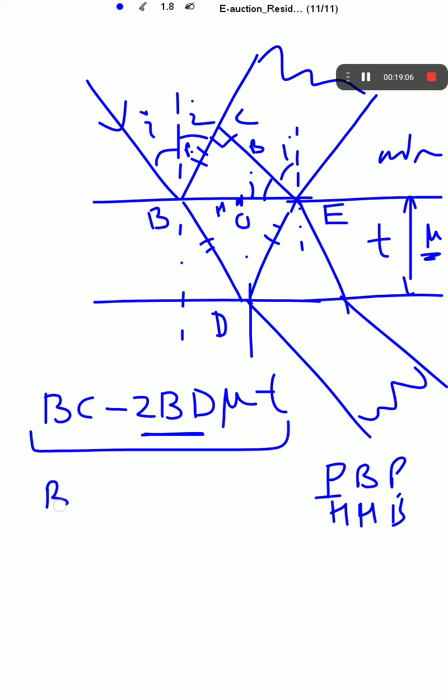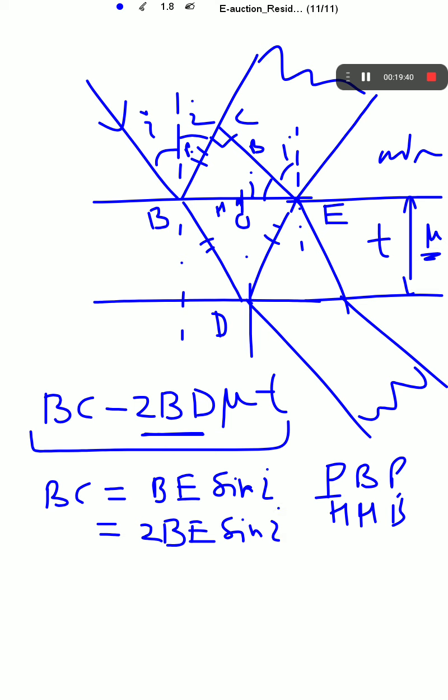So BC upon BE. So BE I can write here. This is sine of I. Simple. And you can see that BE is basically 2 times BO. This is exactly in the middle of that. So I can write BC equal to 2 times BO sine I.